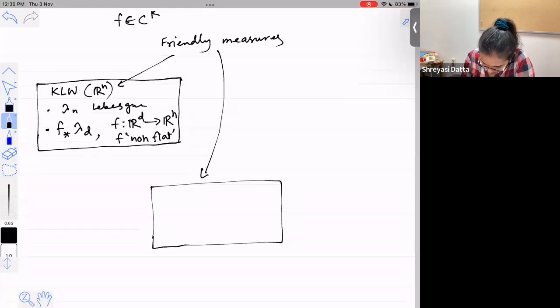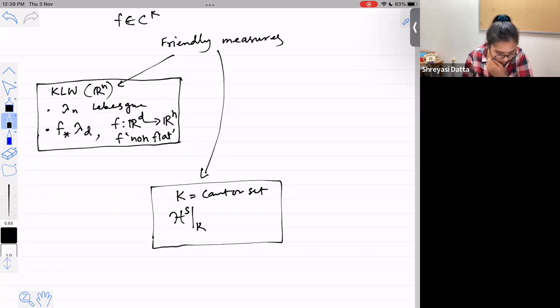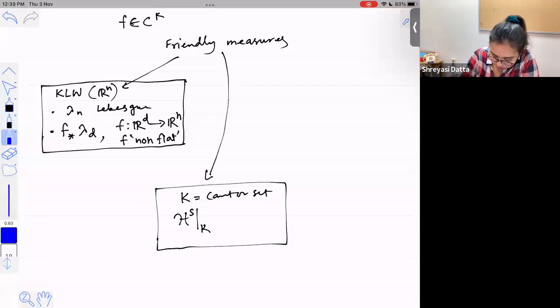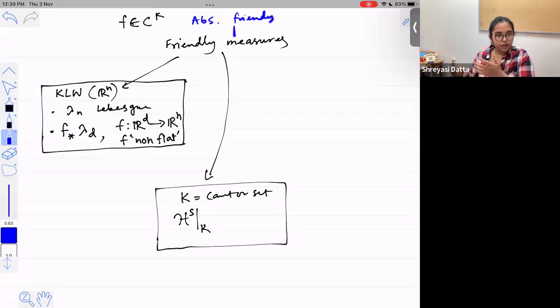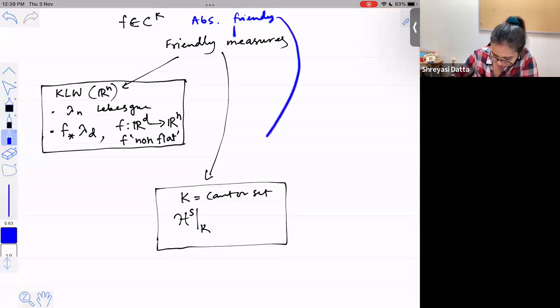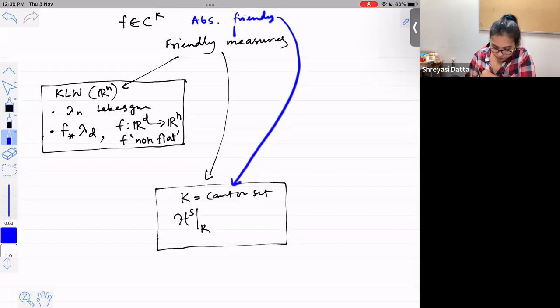So let's say K is a Cantor set, then these are friendly. Not only that they are friendly, but actually they showed that they are absolutely friendly. So remember I said absolutely friendly implies friendly, because absolutely decaying implies decaying. So they showed that actually these kinds of measures are absolutely friendly.